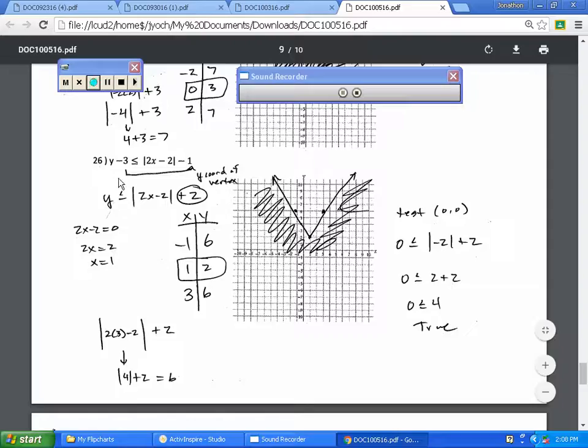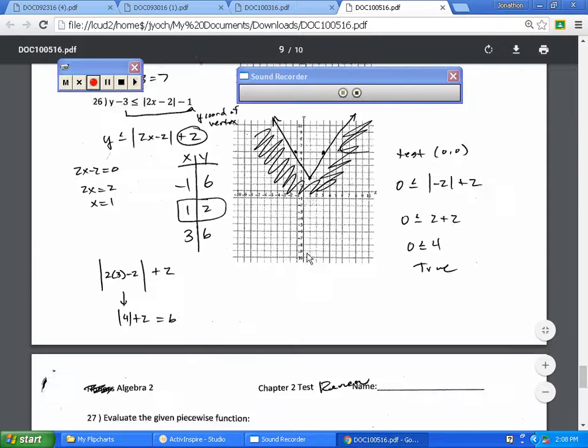It is a solid line because of the equality, and you're going to shade on the outside. If you do test 0, 0, this time you get a true statement. 0 is less than or equal to 4. 0, 0 is on the outside, so you do shade the outside.